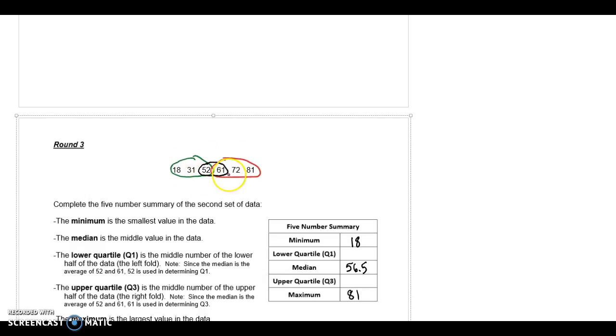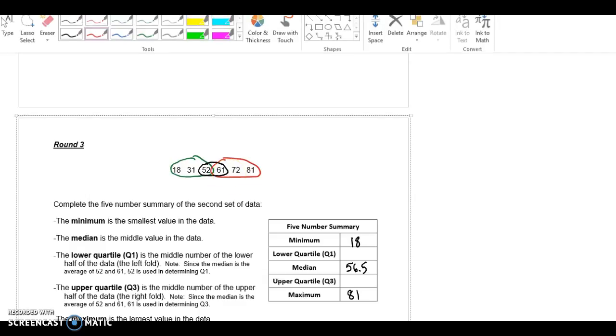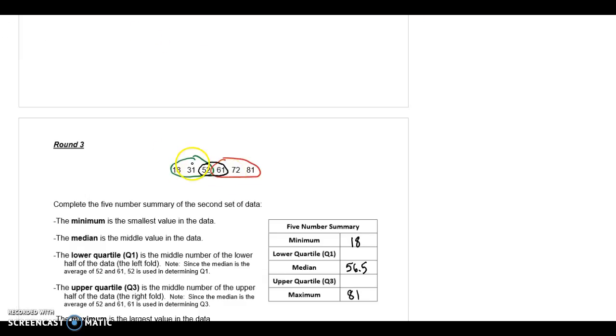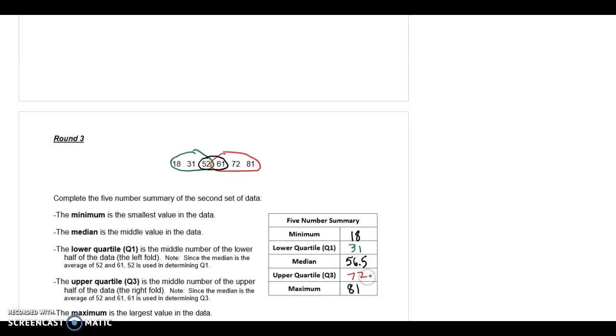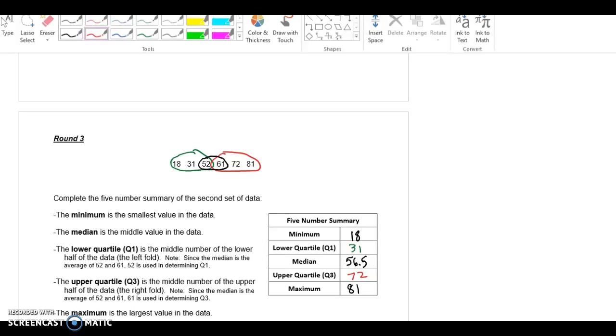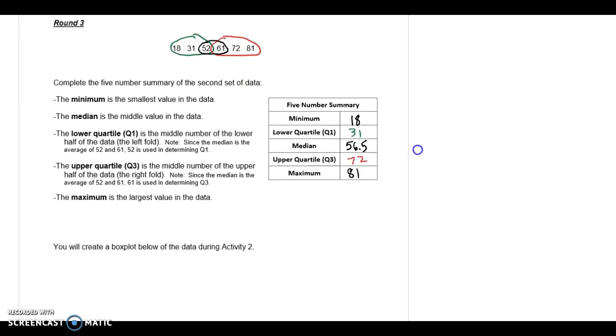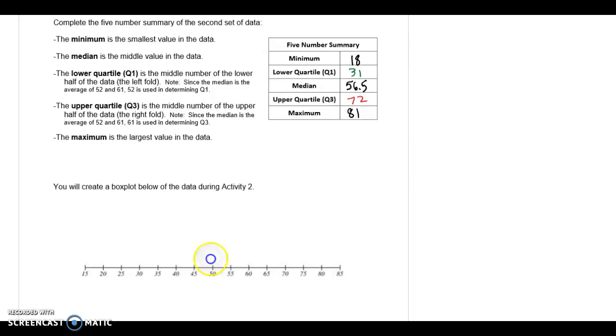This sets up the lower half and then the upper half. So when I find the middle of the lower half, I get 31, and the middle number in the upper half is 72. So just like we did before, we're going to set up our box plot with a 5-number summary. 18 somewhere in there, 31 about there, and 56.5, 72, and 81.